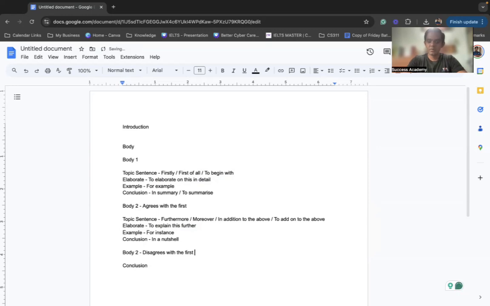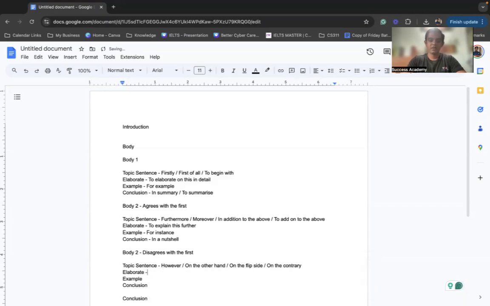So let's say in the first body paragraph, you talk about advantages. But in the second body paragraph, you're going to be talking about disadvantages, right? Or in the first body paragraph, you agree with something. In the second body paragraph, you disagree with something. Then you can't start with furthermore. You have to say, however, on the other hand, on the flip side, you can say on the contrary. You can use any one of these.